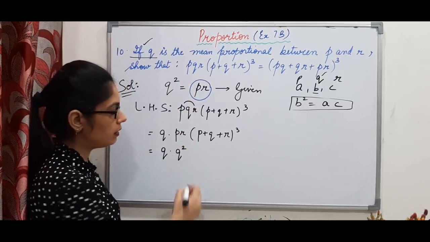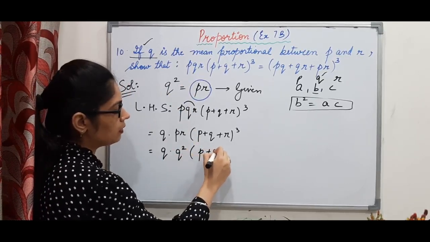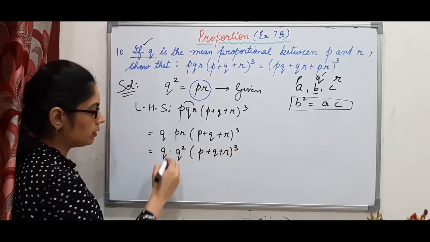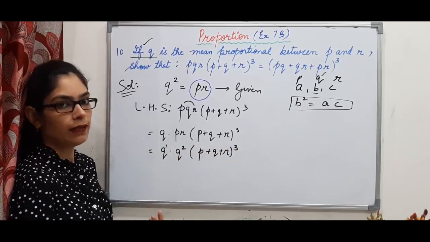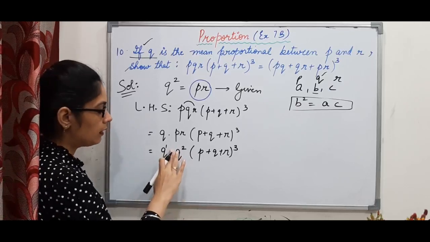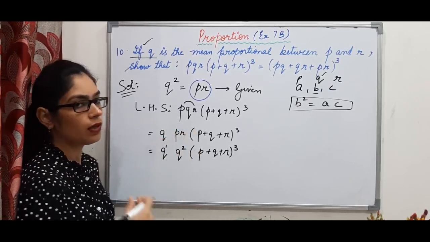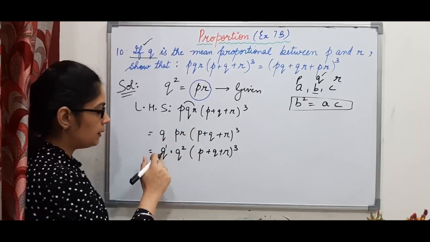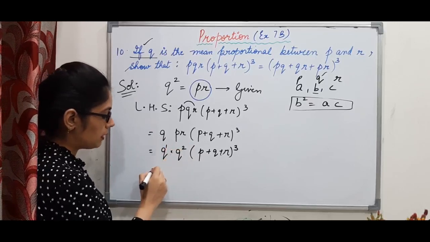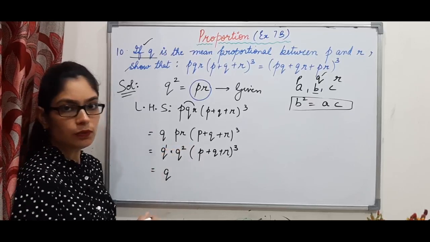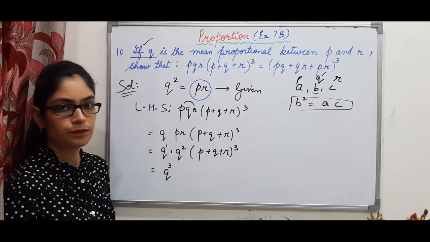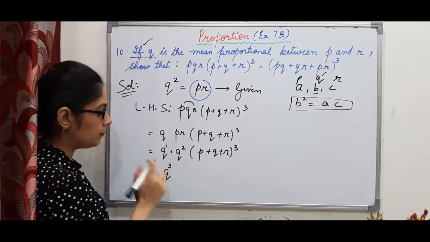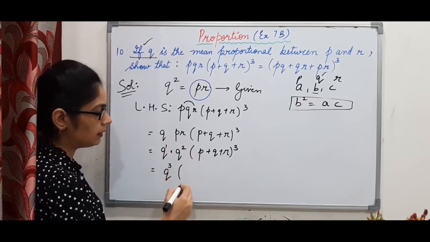So Q square, I will write P plus Q plus R whole cube as it is. Now Q into Q square. See, this is Q to the power 1. Q means Q to the power 1. And if nothing is written between these two, that also means multiplication. Bases are same, so powers you can add. 1 plus 2 is 3. So that's what I have done.